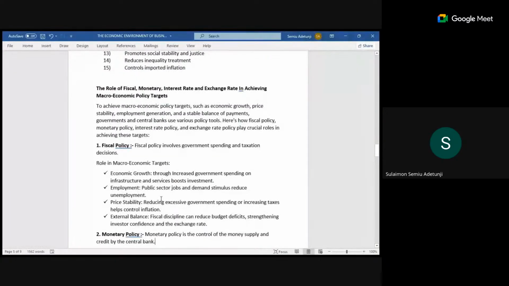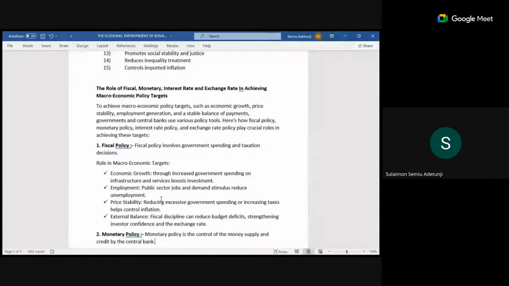To achieve macroeconomic policy targets such as economic growth, price stability, employment generation, and stable balance of payments, government and central bank use various policy tools. Fiscal policy, monetary policy, interest rate policy, and exchange rate policy play crucial roles in achieving these targets. Now, let us look at how fiscal policy works. What is its role in achieving those objectives?